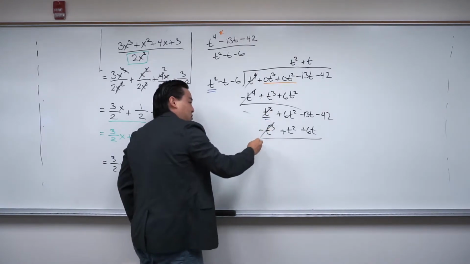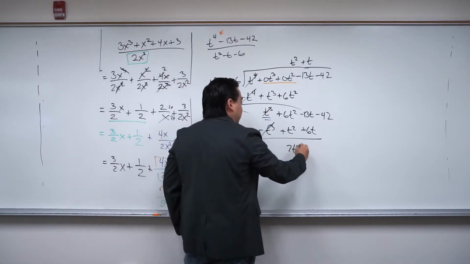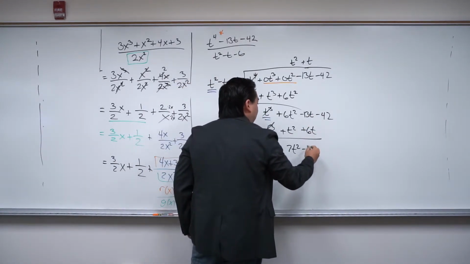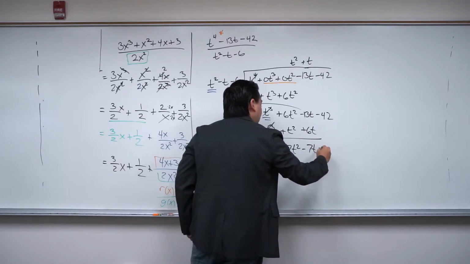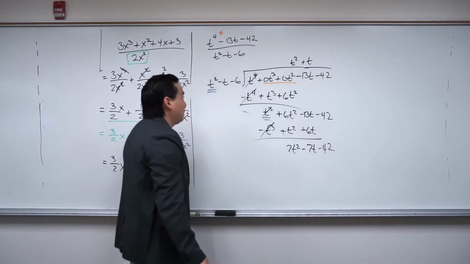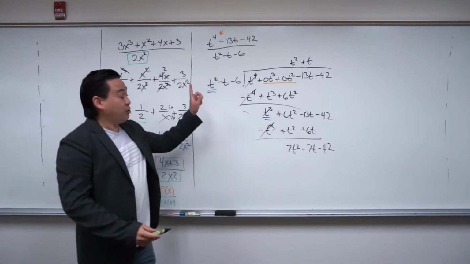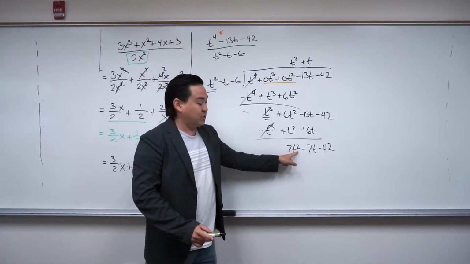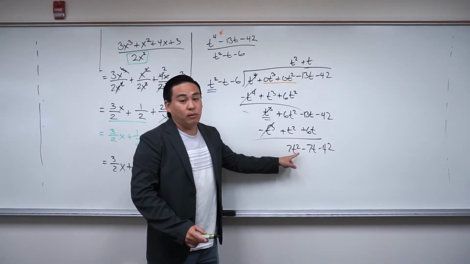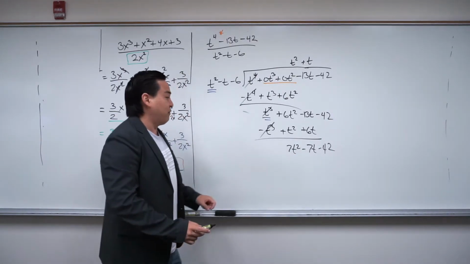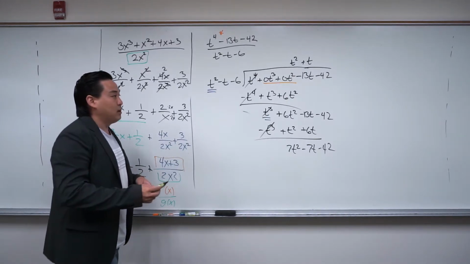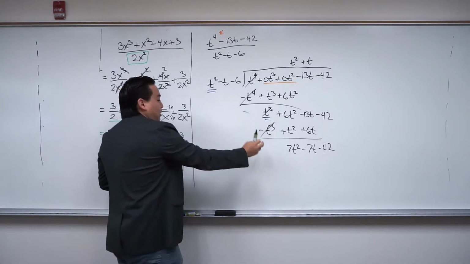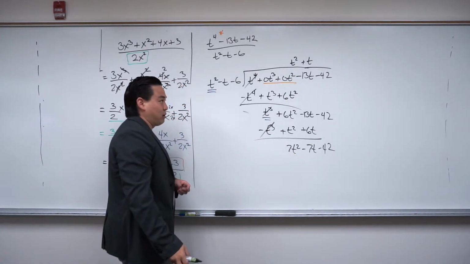And then now add straight down. So these cancel. 7t squared. This is going to be minus 7t minus 42. And you keep going. How do you know that you keep going? Because the degree here is not bigger than that one. Remember, we want this degree, the r of x, to have a degree which is smaller. So what times t squared gives you 7t squared? 7.